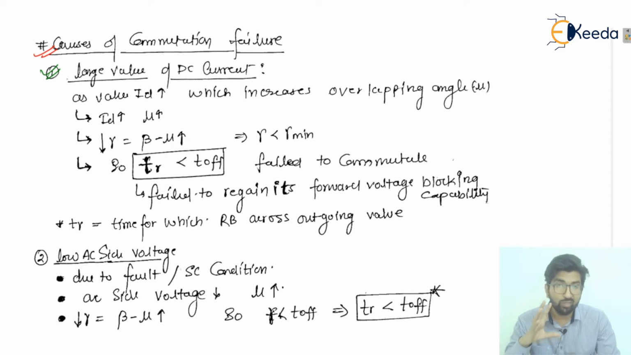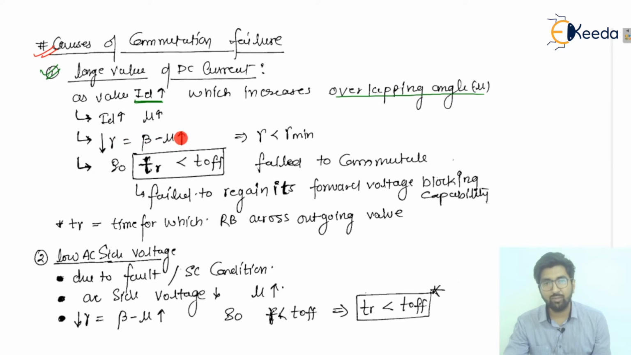The first is a large value of the DC current. If Id, the DC current, increases, it increases the overlapping angle, that is mu. What is mu? That is the overlapping angle. We have the relation that the extinction angle, gamma, is equal to the advance angle, beta, minus the overlapping angle, mu. So gamma is equal to beta minus mu.